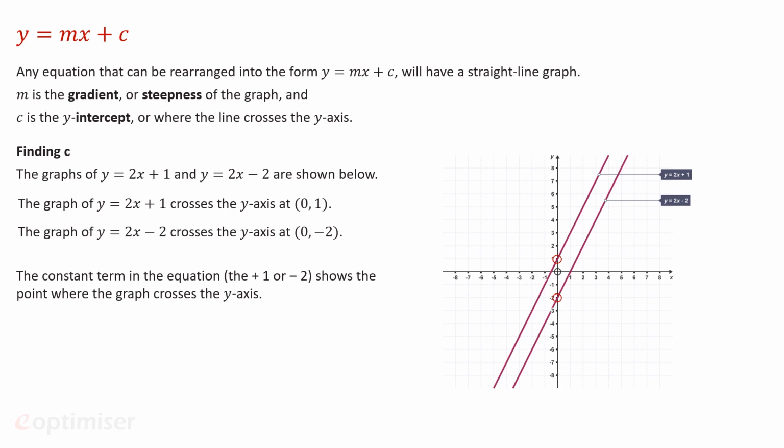So in the plus 1, the 0 comma 1, the 1 is in there, and in 0 comma minus 2, the minus 2 is in there, showing the y part. So that's where the lines cross. This is known as the y-intercept, and normally the intercept is represented by the constant c.